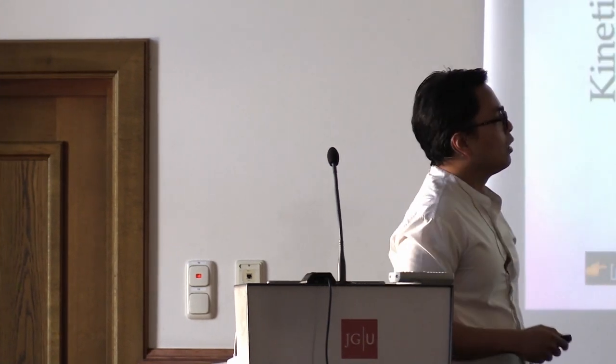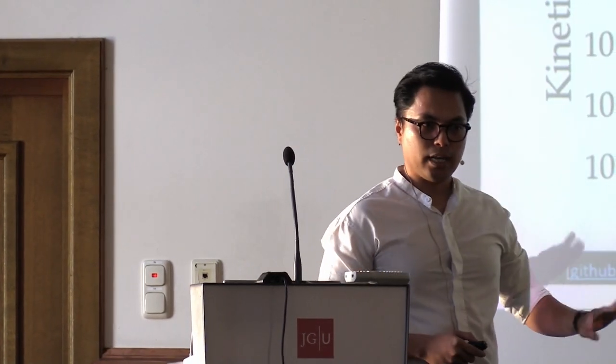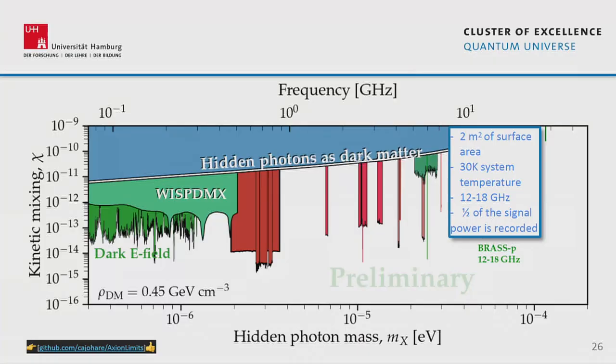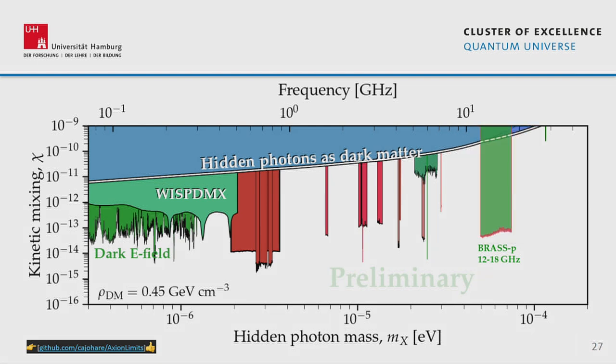We want to do the data analysis again also, but we can put down some exclusion limit for now. So I just want to recap some important numbers over here. We have 2 square meters of surface area, 30 Kelvin system temperature. The band is 12 to 18 gigahertz. And of course, we only take the data from one polarization, so we only have the power, right? And this is our exclusion limit.